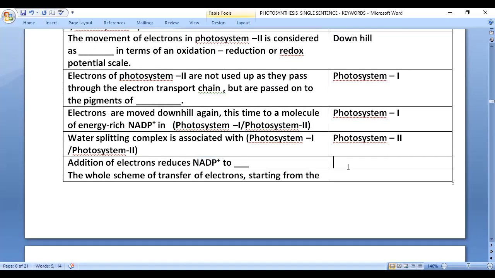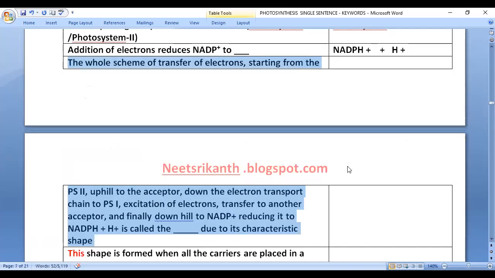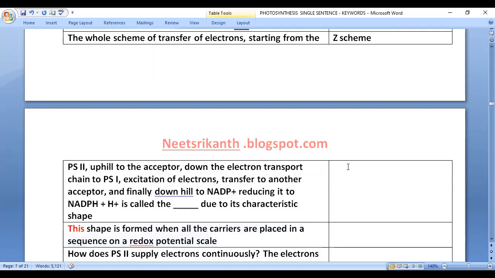Addition of electrons reduces NADP+ to NADPH + H+. The whole scheme of transfer of electrons, starting from PS2, uphill to the acceptor, down the electron transport chain to PS1, excitation of the electron, transfer to another acceptor, and finally downhill to NADP+, reducing it to NADPH + H+, is called the Z scheme due to its characteristic shape. This shape is formed when all the carriers are placed in a sequence on a redox potential scale.